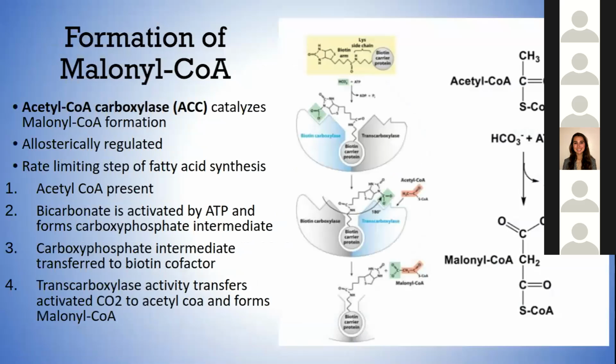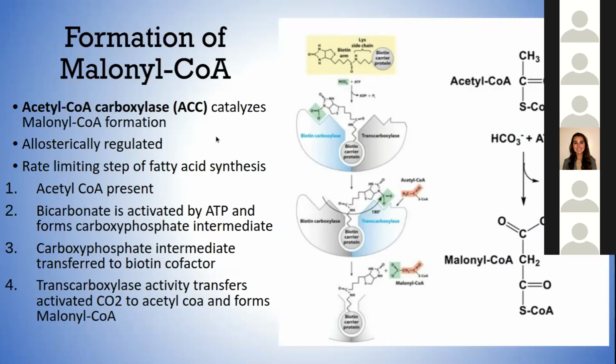So the formation of malonyl-CoA, that key intermediate for fatty acid synthesis, is going to happen through this enzyme ACC, or acetyl-CoA carboxylase. And this enzyme is so important that we're going to have to allosterically regulate it. Because it's such an important step in making fatty acids, it's our rate limiting step of fatty acid synthesis, and that's why we have to regulate it very heavily.